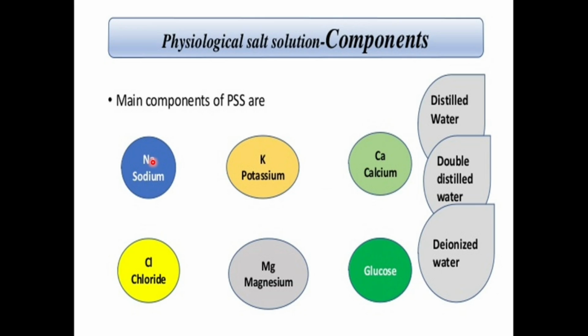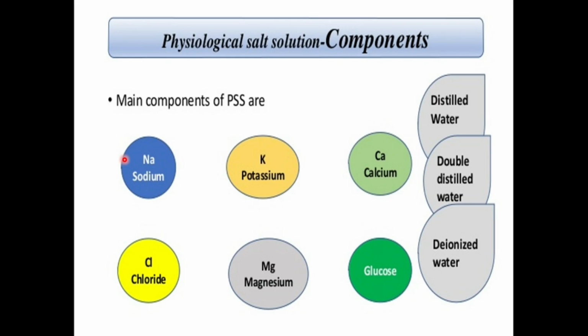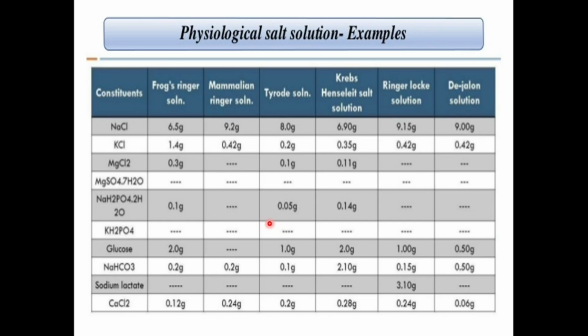I have told you that the main components of the PSS are sodium, potassium, calcium, glucose, and magnesium chloride, and you can see that in these constituents we are getting all these main components. We have the glucose, we have the sodium, we have the potassium. So these are all the main constituents which you add in the salt solution, used to prepare the physiological salt solution. Now we will talk about the role of these constituents.